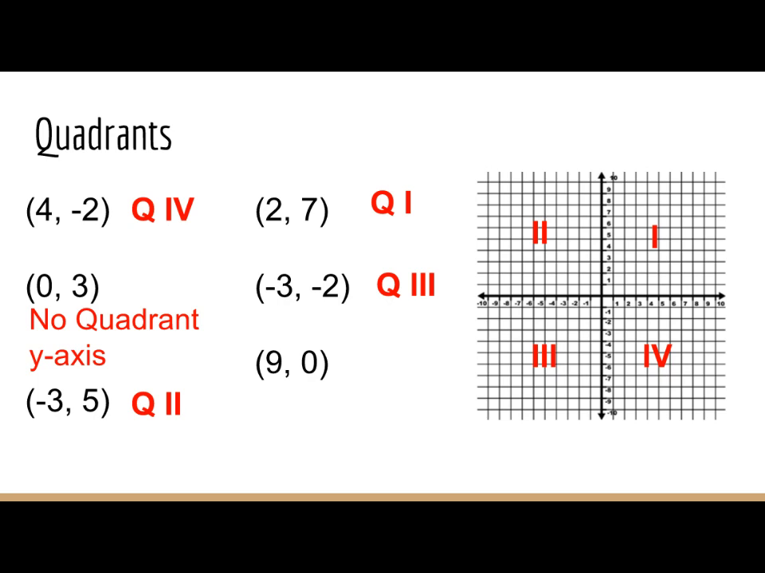It's on the y-axis. And so the answer for this would be, what quadrant is the point (0, 3) in? No quadrant. It's on the y-axis. You do need to say which axis it's on, but it's not in a quadrant. Same with (9, 0). If you go over 9, up and down 0, you're right on the x-axis. We would say no quadrant, x-axis.